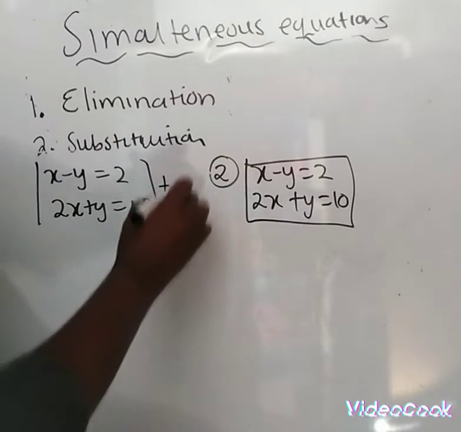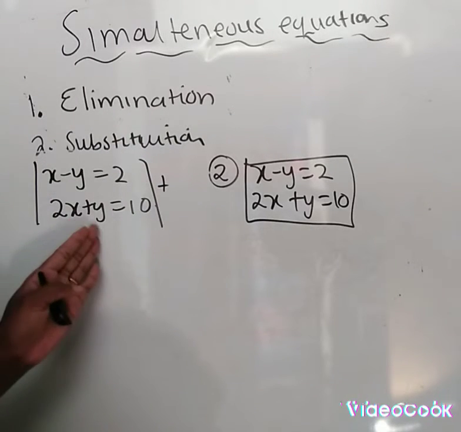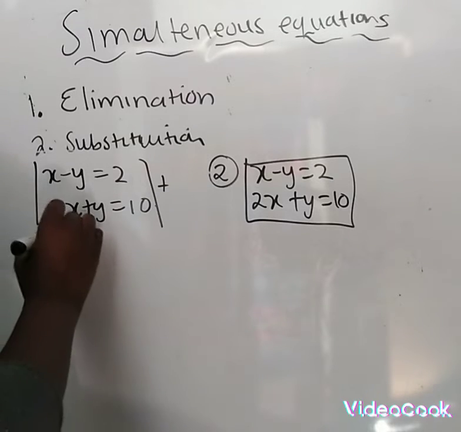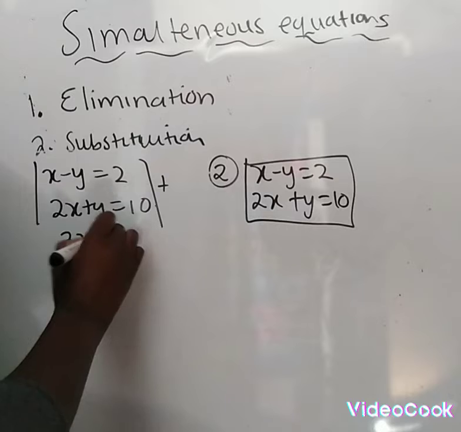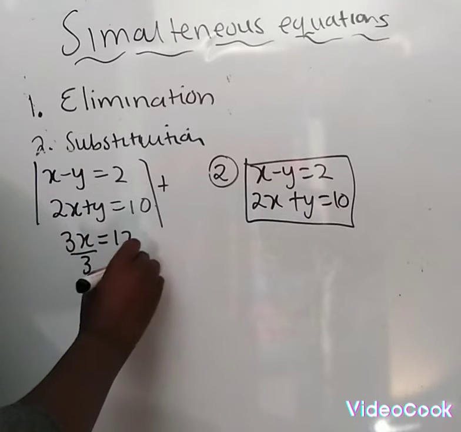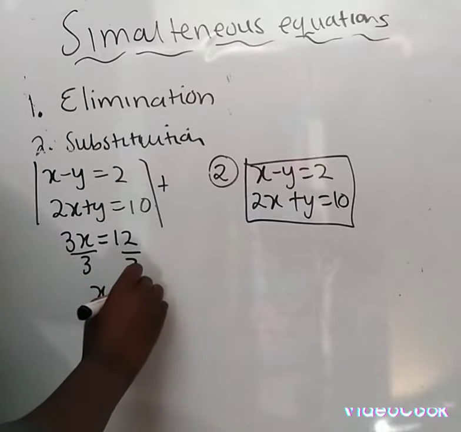And again, here we are going to add because minus y plus y will still give me a 0, right? X plus 2x, we get a 3x. 2 plus 10, we get a 12. We divide by 3 both sides. Our value for x is a 4.